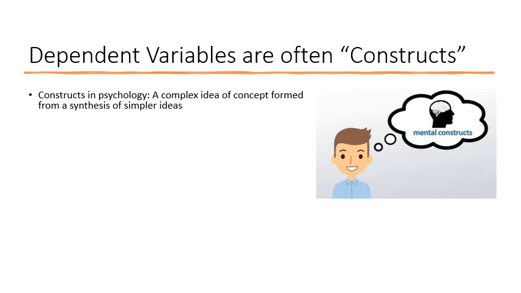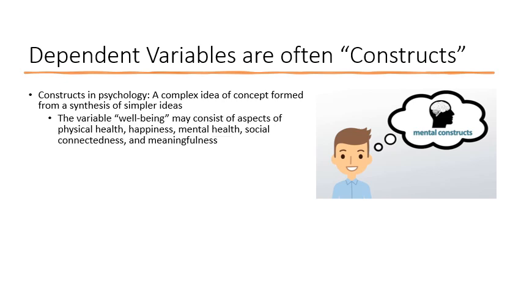So in psychology, our dependent variables are often constructs. And constructs in psychology are just these complex ideas that are just in our head. They're a synthesis of simpler ideas. And they don't have exact boundaries, and we don't have a precise way to measure them, and they might mean different things to each of us. So for example, the variable well-being might consist of aspects of physical health, happiness, mental health, social connectedness, and meaningfulness. And all of those come together to form this kind of mushy idea that we might call well-being.